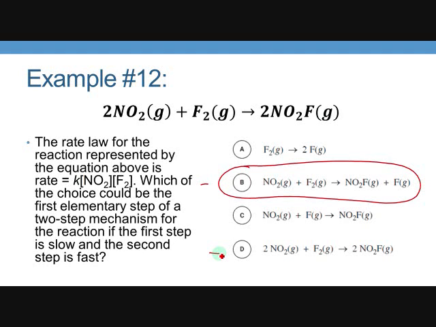So maybe that would be the second step where you cancel off the F, and you double your NO2s and you double your NO2Fs, but that would not be able to be the first step. So that's another way to look at some of your data.